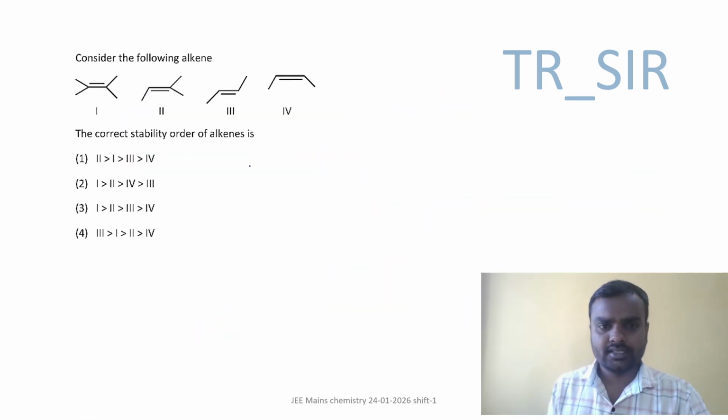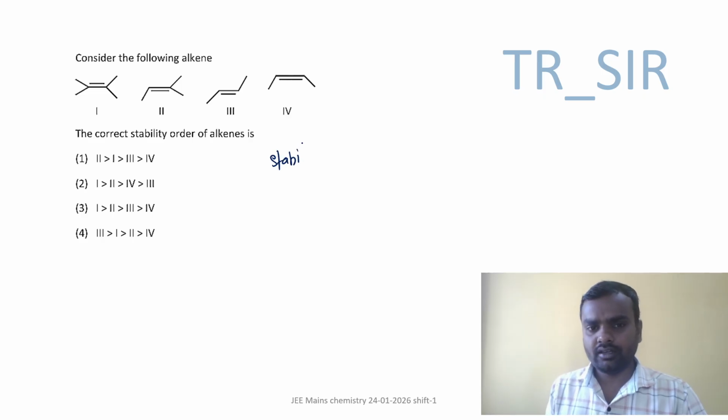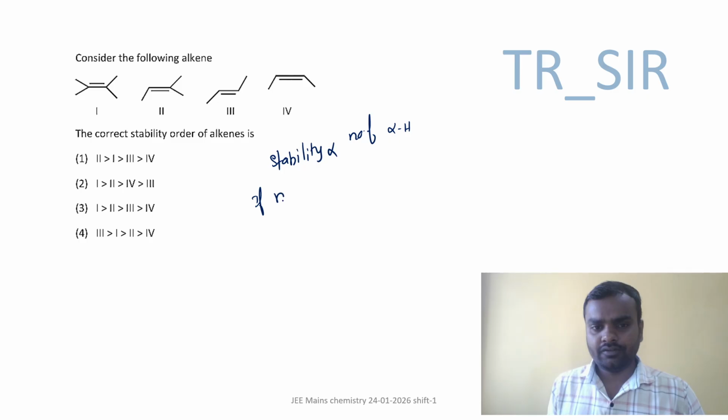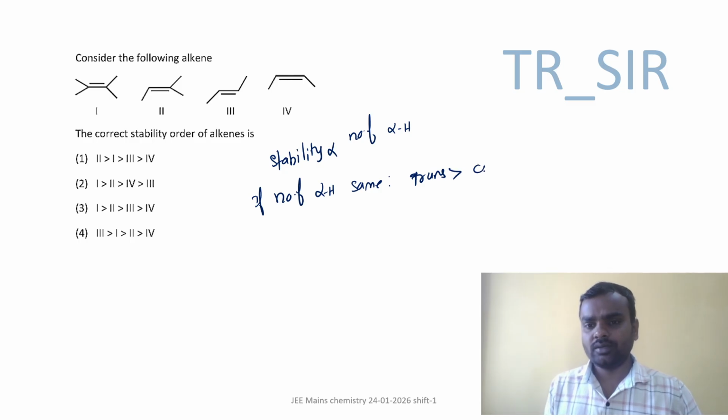Next, stability of alkenes. What we have seen for stability of alkenes is like this: the number of alpha hydrogens. If the number of alpha hydrogens is the same, then trans is more stable than cis. The reason is the repulsion of bulky groups.